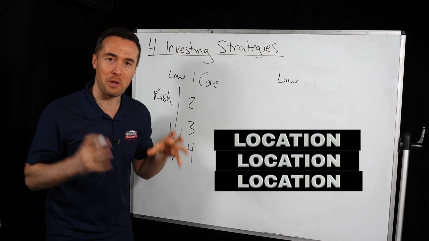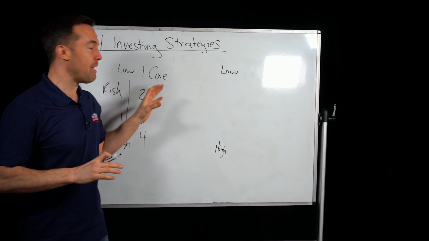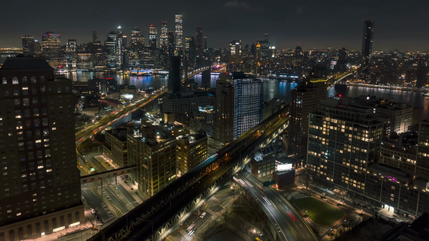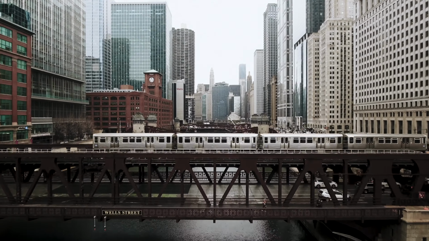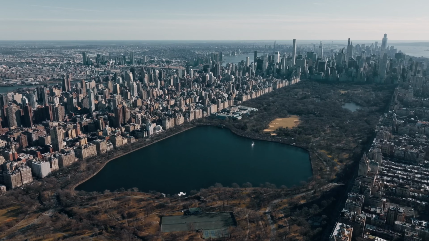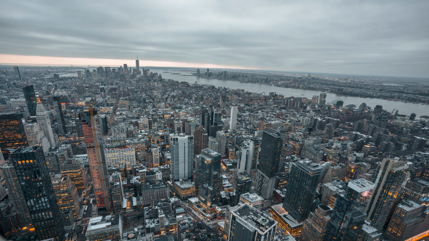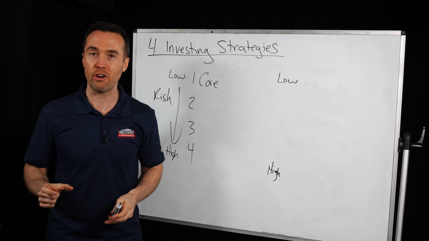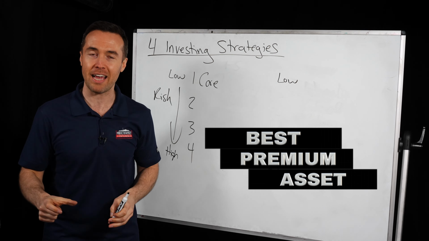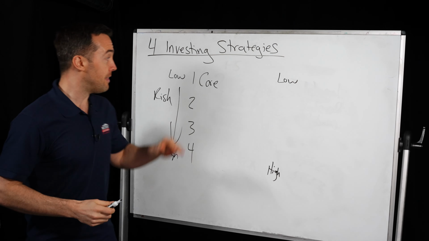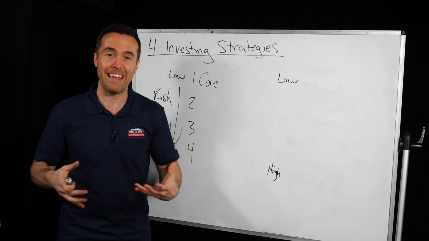Now, the core strategy is all based on location, location, location. Imagine the biggest, most successful city that you can think of. And now think of that city and the best piece of real estate, the prime central location that everybody would want to own. Well, this is the key concept of the core strategy. You are acquiring the best premium asset in the best location in the middle of the city. This is why it's called the core, because you're literally in the core.